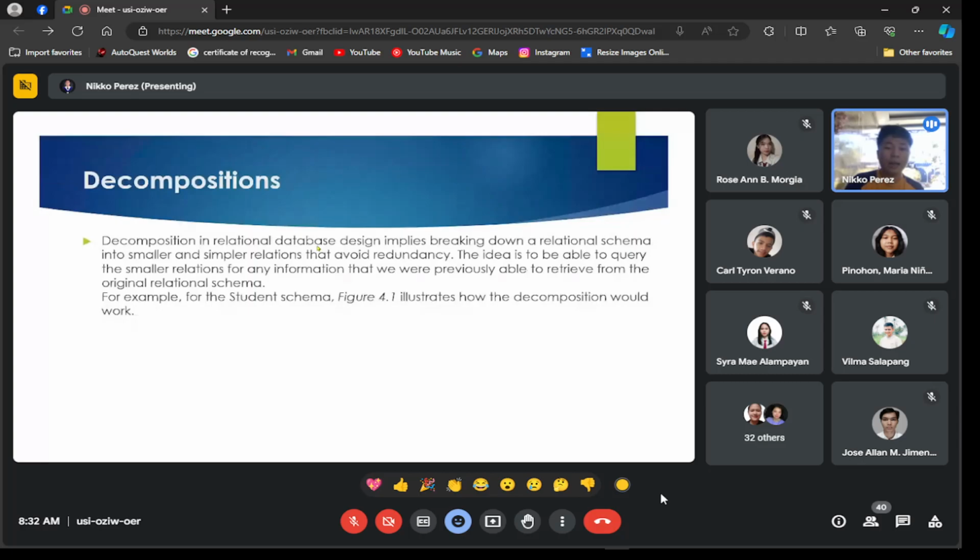The term is avoid redundancy, not eradicate or remove. So, the idea is to be able to query smaller relations for any information that we were previously able to retrieve from the original relational schema. For example, for the student schema on figure 4.1, illustrate how the decomposition would work.